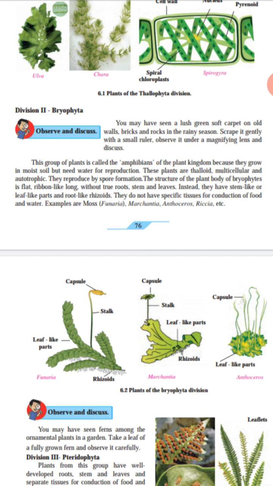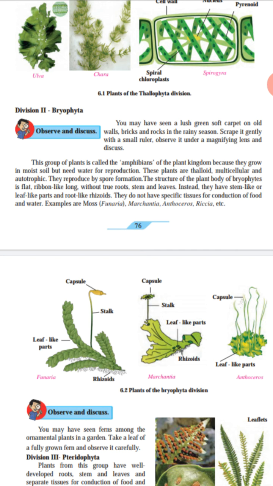In the division of Bryophyta, plants are thalloid, multicellular and autotrophic. You know that autotrophic means what? Autotrophic means they can make their own food. They reproduce by spore formation.